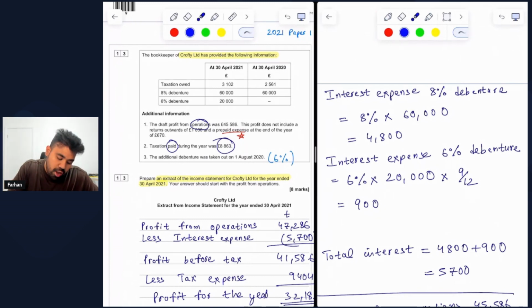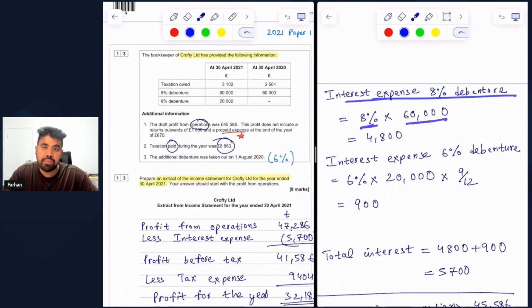If you check the figures for 8% debenture, you will see that the balance at 30 April 2020 is £60,000, and so is the balance at 30 April 2021, which is also £60,000, which means this is a long-term liability and the business still hasn't paid this off, which means the 8% interest rate is still applicable on this loan. So how do we calculate the interest expense on this 8% debenture? We apply 8% simply on 60,000. So we do 8% multiplied by £60,000, which is the principal of the loan that was taken. And then we get an interest expense of £4,800 for this loan.